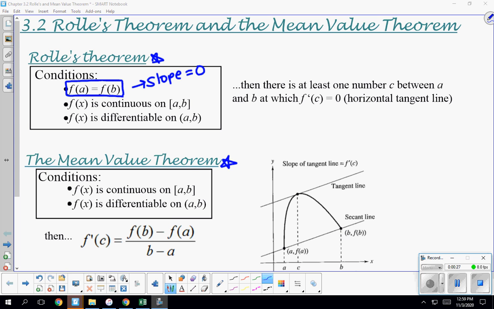Mean value theorem doesn't have that condition, so it actually works for any slope. But they basically say the same thing. So as long as the function is both continuous and differentiable, there has to be at least one point in which my derivative equals zero. And again, that's because of this condition here that the slope must be zero.